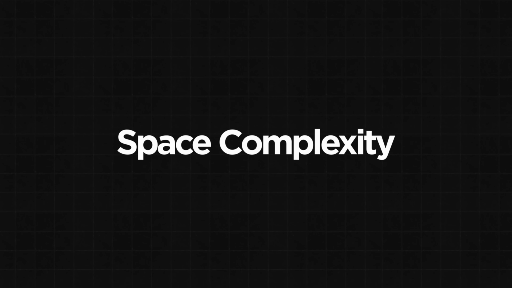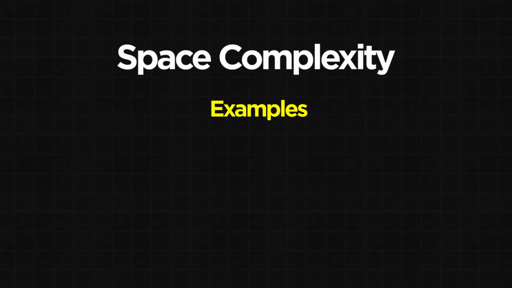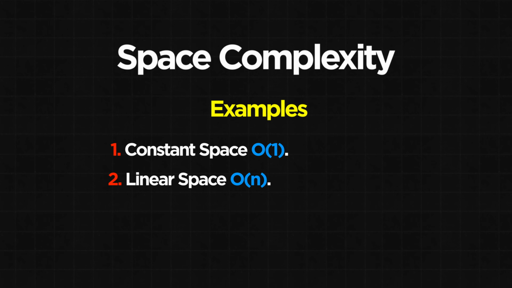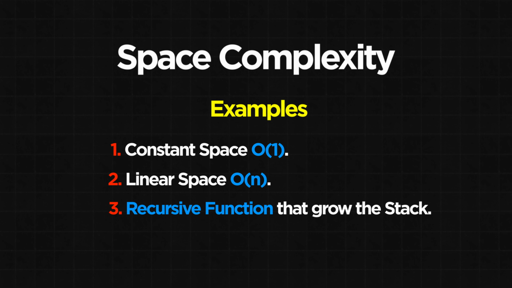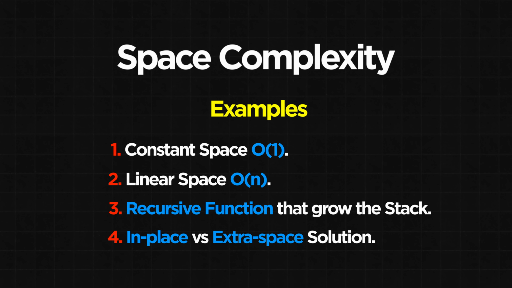All right, in the last video, we talked about time complexity in detail. Now we're going to understand space complexity. And to make this crystal clear, we're going to look at 4 small examples. We're going to see one function that uses constant space, one function that uses linear space, one recursive function that grows the stack, and finally, we'll compare an in-place solution versus a solution that creates a new array. All simple, all small, but each one will prove a different idea.